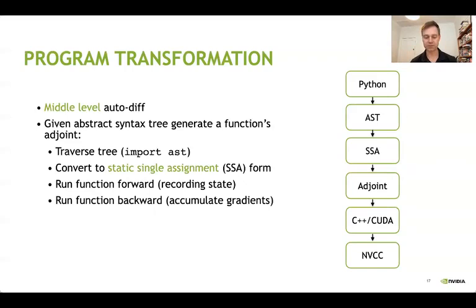So we basically, again, don't allow mutating variables. Each line of the program now will take some inputs and generate a new output. And we get a flat list of code. And so when we want to run the function forward, we just execute this list of instructions. And to run backward, generate the gradients, we just run that same list in reverse order, calling our adjoint functions. And I'll show an example of that.